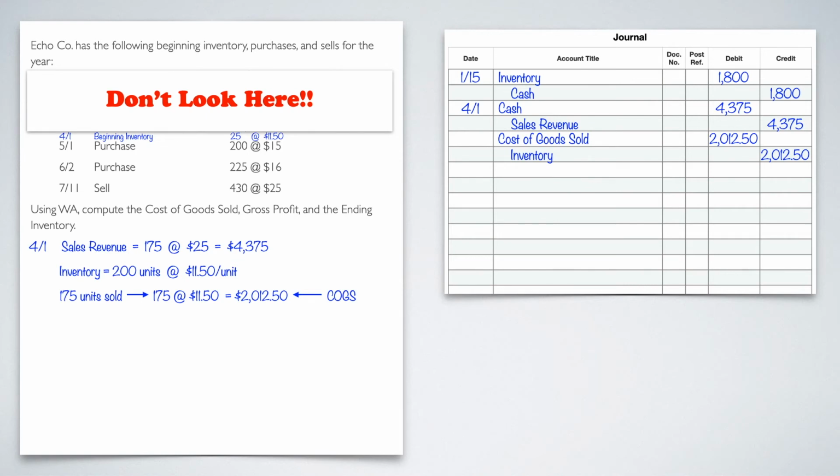that with beginning inventories, I don't have to do a journal entry because I've already done the journal entry for them. So now I move to the next entries, which are the 5/1 and the 6/2 purchases. Again, those are going to look identical. Inventory, cash, 3,000 and 3,600 respectively. And then we have the 7/11 sale. So I'm going to go ahead and put my journal entries down: cash, sales revenue, COGS, and inventory.